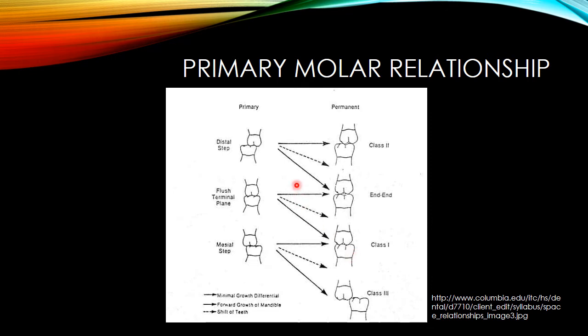Together with the shift of the teeth, indicated by the broken arrows, the distal step could become an end-to-end relationship, the flush terminal plane can become a class 1 relationship, and the mesial step can become a class 3 relationship.